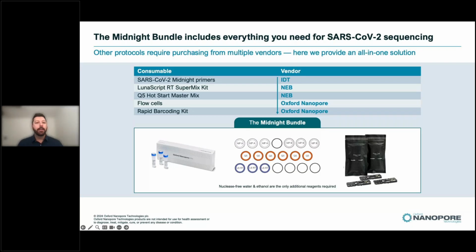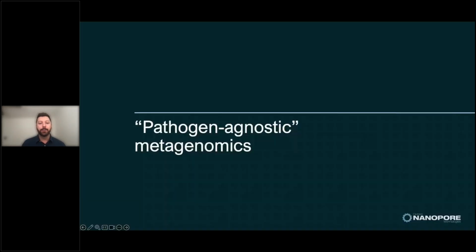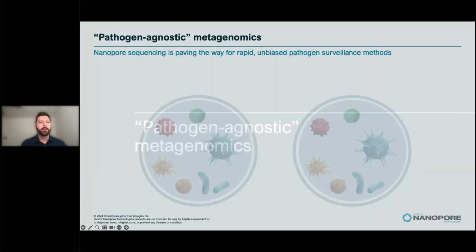Okay, and in the last few slides, we're just going to talk about an exciting change in the way we can look at samples, which is pathogen agnostic metagenomics. So we've talked about isolating microbial samples. We've talked about targeted approaches like 16S sequencing or targeted viral whole genome sequencing. But what if you don't know what's in that sample to start with?